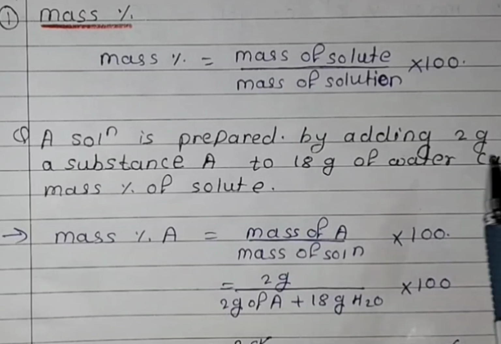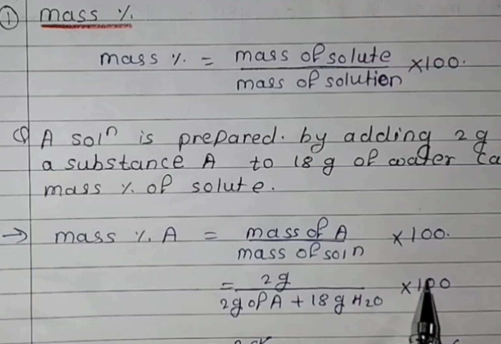The mass of A is 2 gram, divided by the mass of solution. Mass of solution means 2 gram of substance A plus 18 gram of water, which is the solvent, multiplied by 100. 2 plus 18 is 20 gram. So 2 divided by 20 into 100 is equal to 10%. The mass percentage of substance A is 10%.